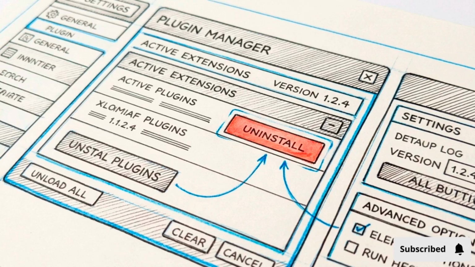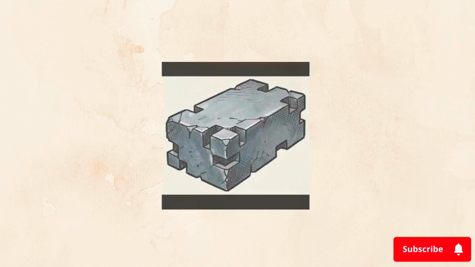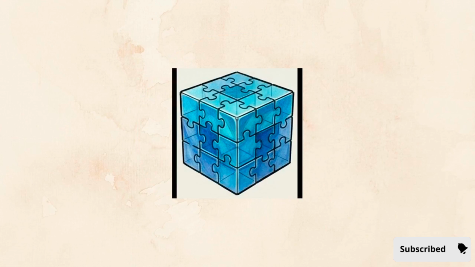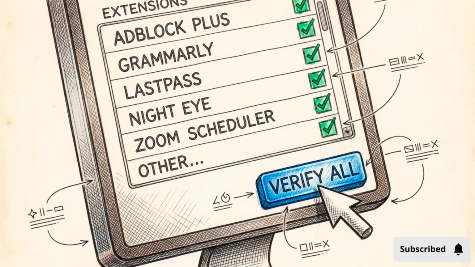Open your settings and navigate to the extensions dashboard. Locate the Ponytail AI plugin in the list and click Remove. Make sure to keep your safe tools like Caveman enabled. By uninstalling the lazy code generator, your AI models will return to their standard operating parameters, writing complete, robust functions. Regularly auditing your workspace extensions is the most reliable defense against automated code degradation.